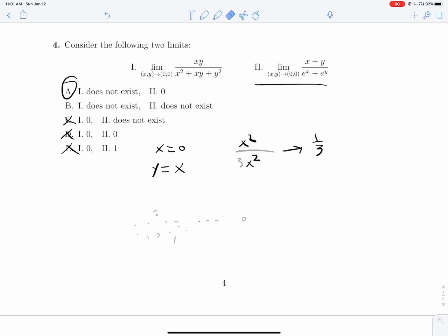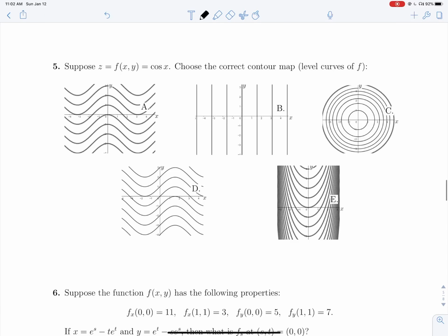But I really hope you don't get stuck having to do that, because if we plug in 0, 0, which should always be your first step, always try to directly evaluate it. Don't just assume that it'll evaluate to 0 over 0. We will get 0 over e to the 0 plus e to the 0, which is 2. And so this is a real 0. This is not some kind of undefined nonsense. So A is our correct answer.